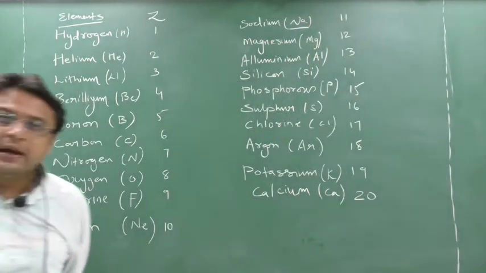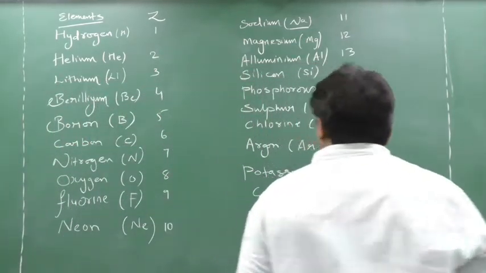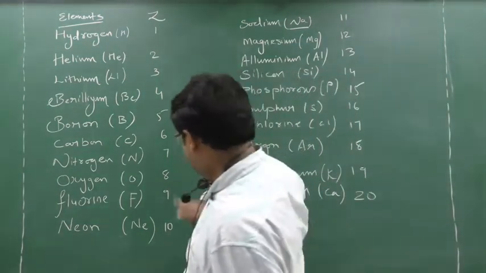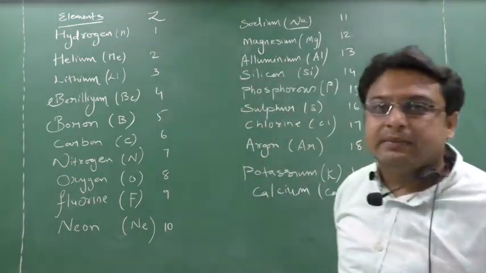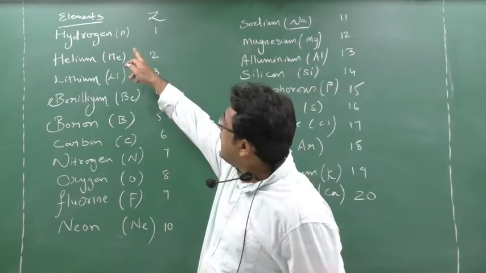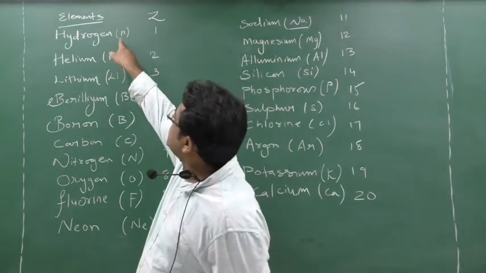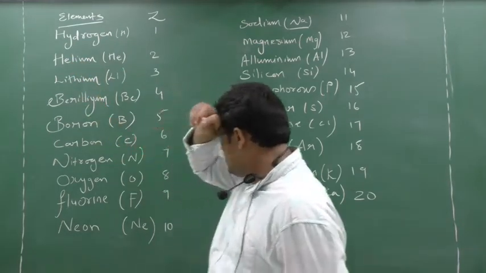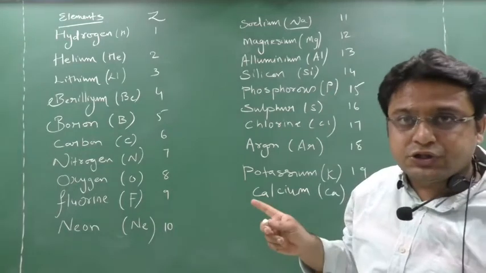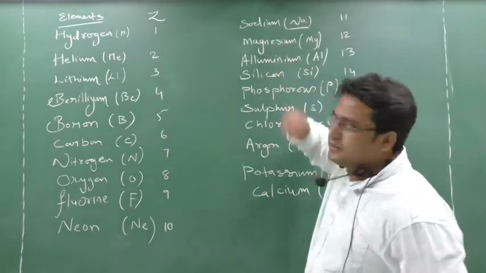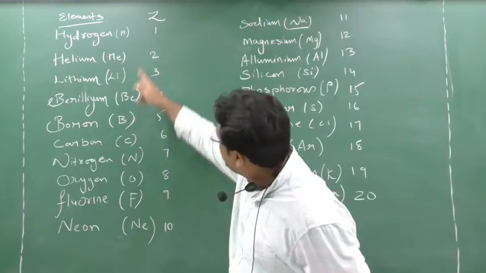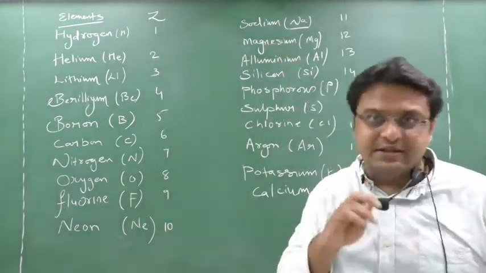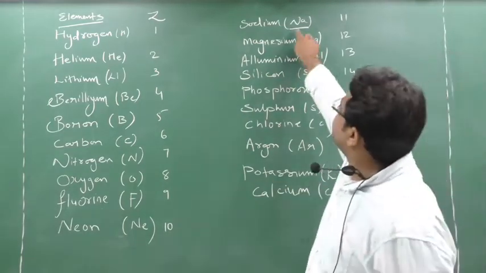Now, as students, you might be wondering: if you see from 1 to 10, you will observe that the symbols are nothing but letters, either the first letter or the first 2 letters. Yes or no? But if you come to sodium, according to this pattern the symbol should be SO or SD or SM, but it is something different, that is Na.